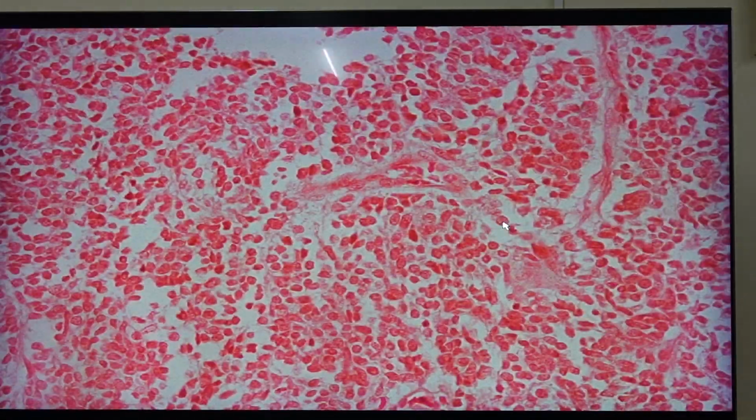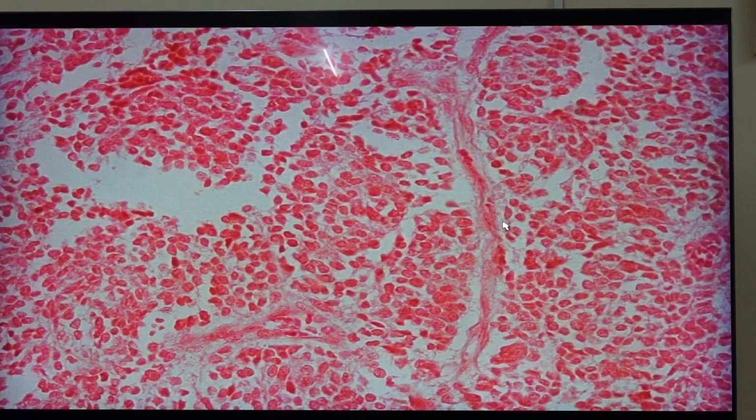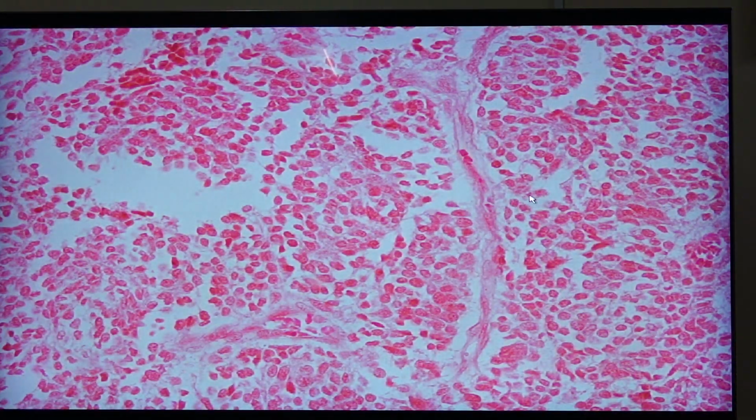But we would see the presence of small blue cells with scanty cytoplasm. You have the salt and pepper, finely granular chromatin pattern. They would exhibit nuclear molding, which is very prominent in this case. When you say nuclear molding, it means that there's no overlapping of the nuclei to the other nuclei. So there's a space always in between the cells. So that is typical for small cell carcinoma. You can see the presence of nuclear molding.